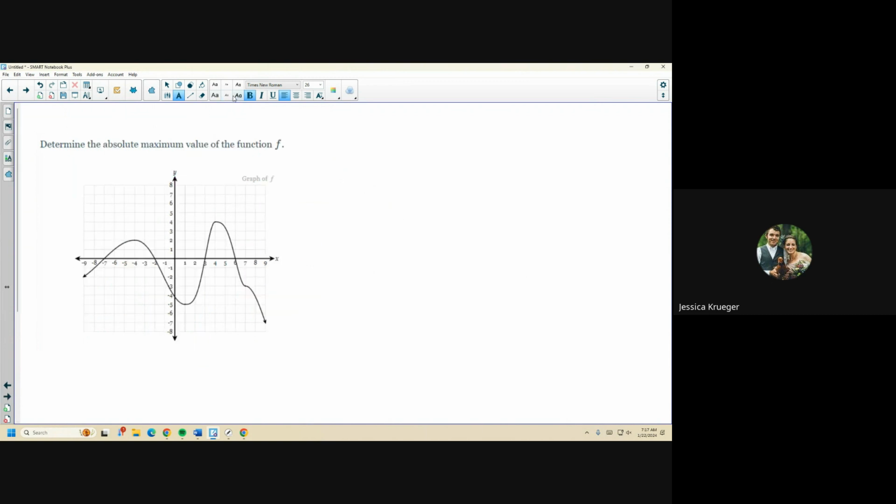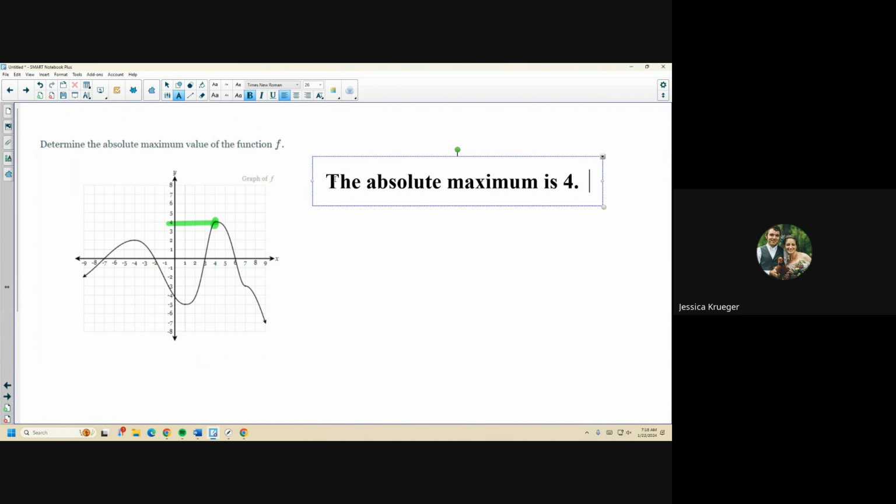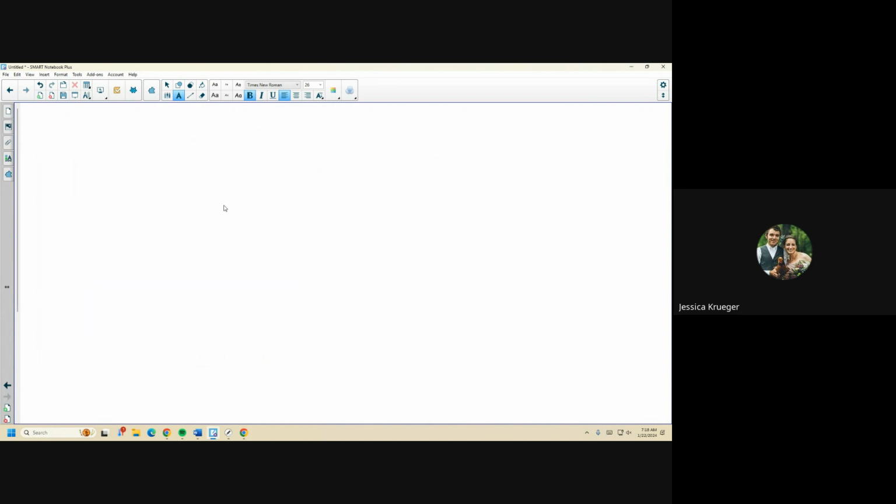And then the last thing is your absolute maximum. Absolute maximum is talking about the absolute highest this goes. Right here is your maximum. That's at 4. So I would say determine the absolute maximum. The absolute maximum is 4. Okay, that's the highest the function goes. So that's it for our function features.